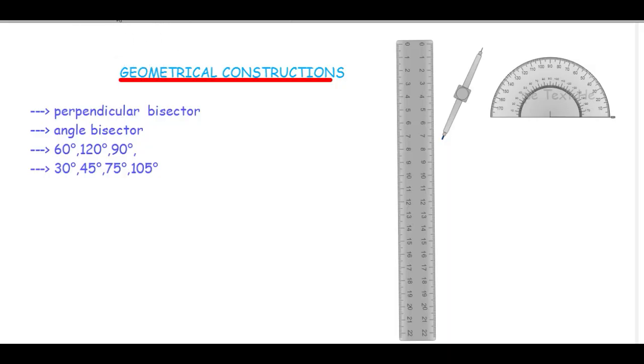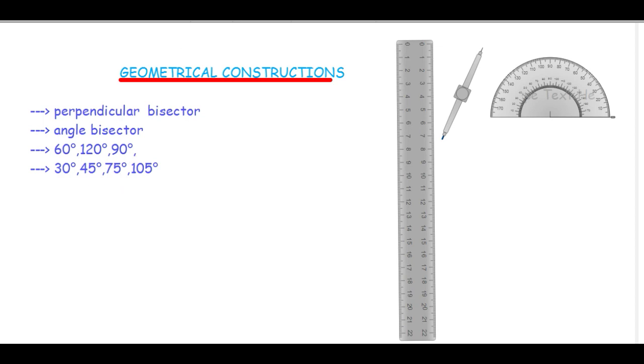Hello everyone, in this video we are going to learn geometrical constructions. Let us see what we are going to learn in this video. So, the first thing is what is a perpendicular bisector and how we are going to draw that. Then what is an angle bisector, how we can draw that. And then construction of 60 degrees angle, 120 degrees angle, 90 degrees and 30, 45, 75 and 105. These four angles using the angle bisector.